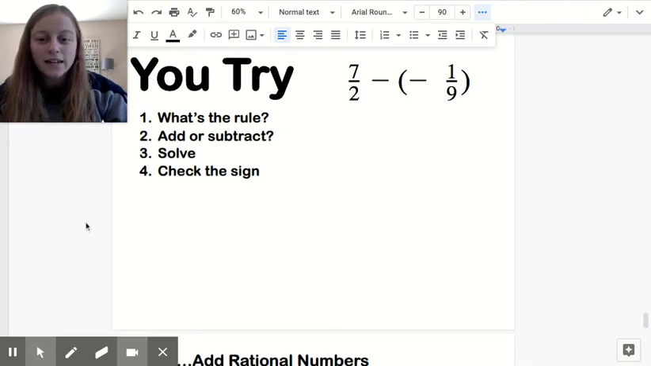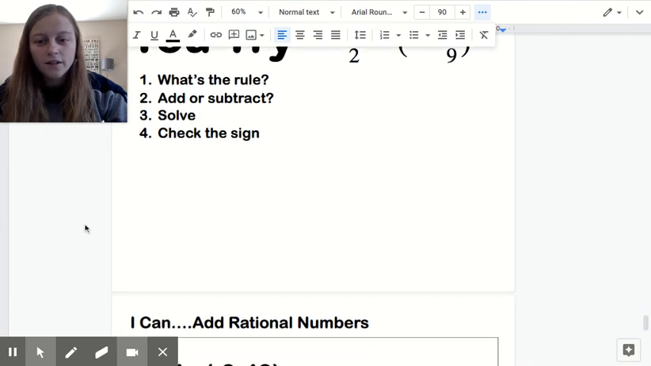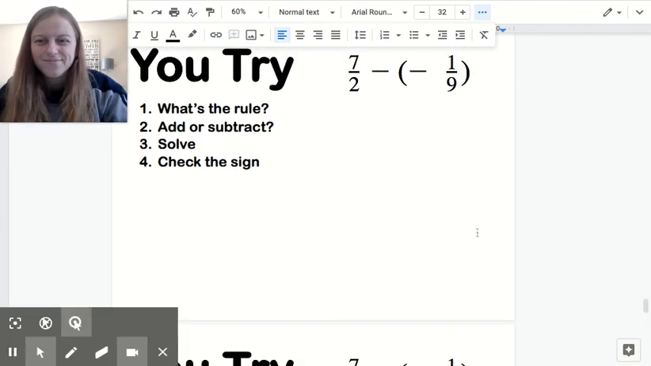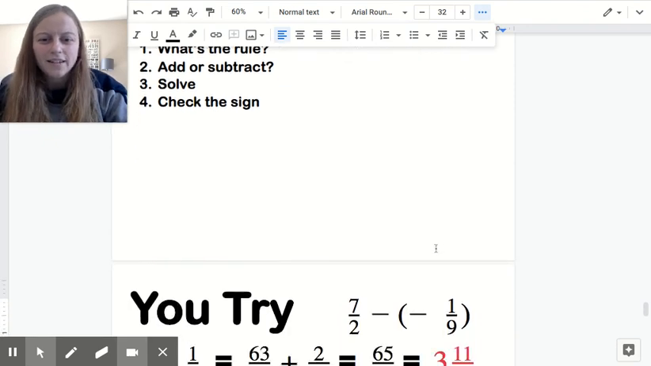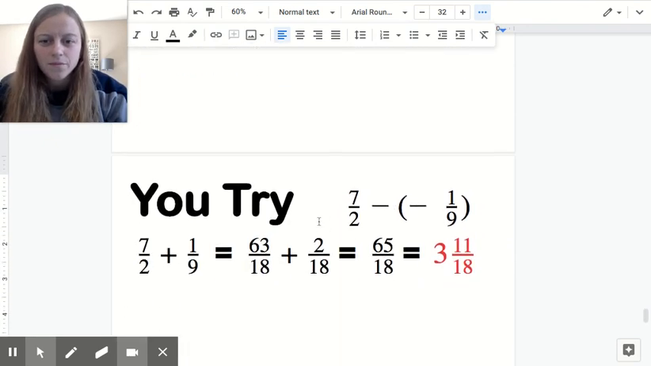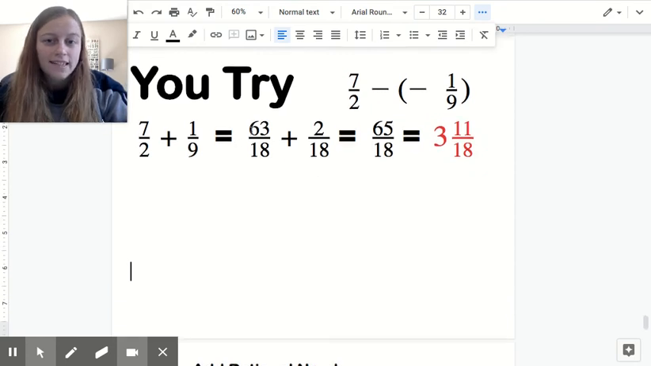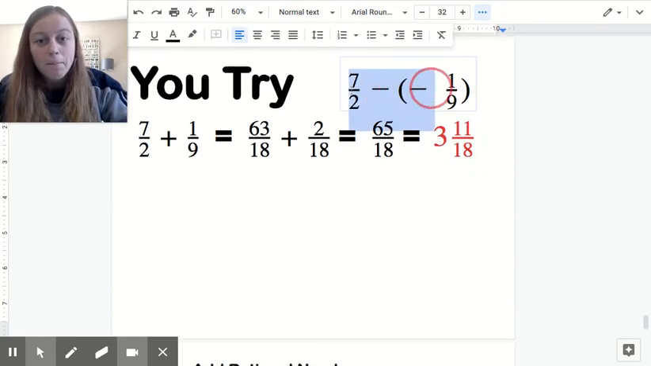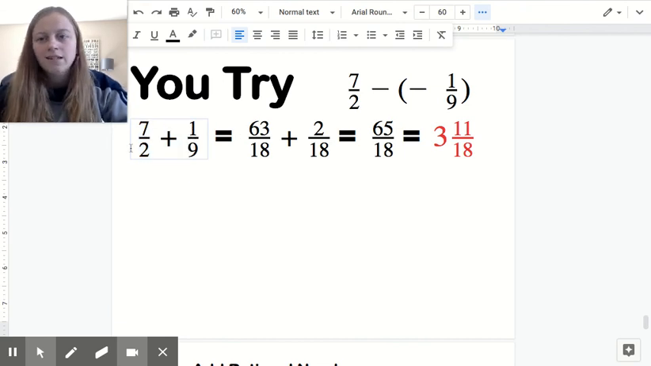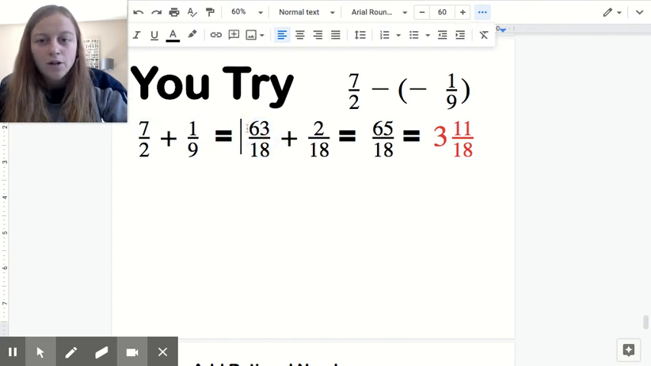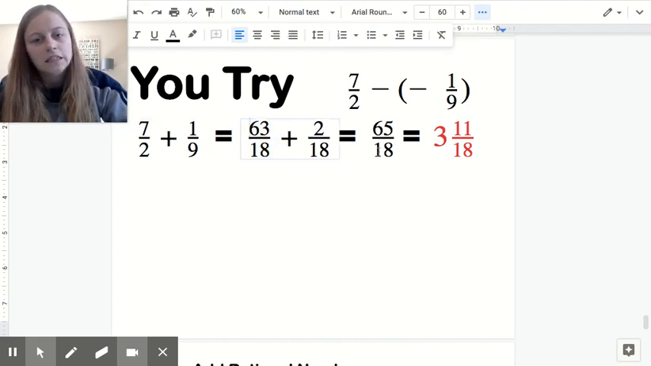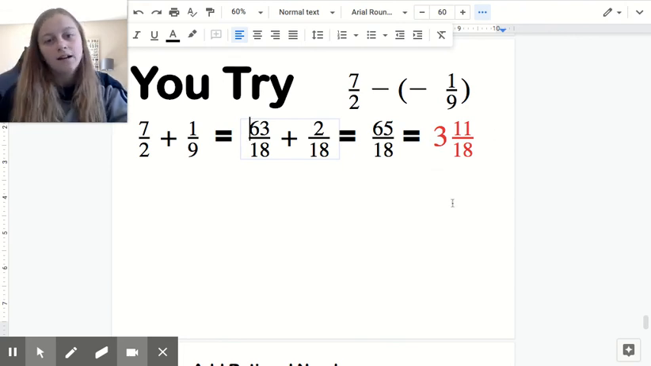All right, let's go ahead and check that answer. So here's our answer for this one. First, I KFC'd it. So 7/2 minus a negative. I kept the 7/2, flipped the subtraction to addition, and changed my negative 1/9 to a positive 1/9. And I just had a normal adding problem, so I found common denominators, added my numerators together to get 65/18, and simplified down to 3 and 11/18.